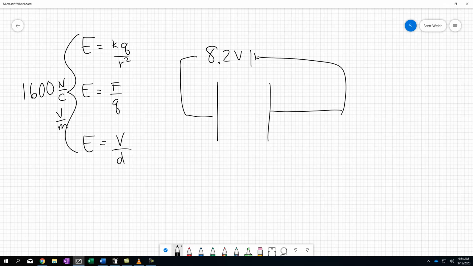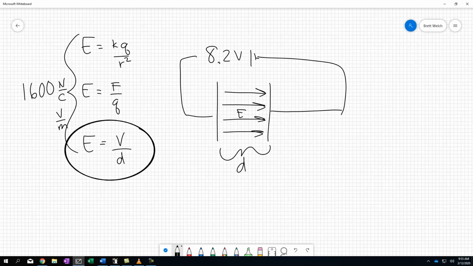Okay? You hook it up to your 8.2 volt battery. I want the electric field set up in there. The question is, how far apart? Well, if I'm looking at distance between, and we have a voltage set up, that tells me that I'm going to be using this bottom version.